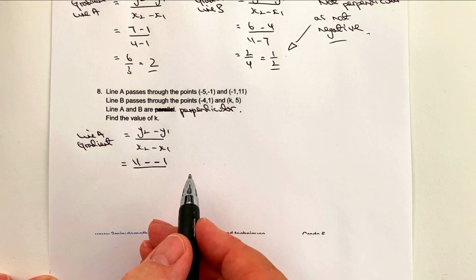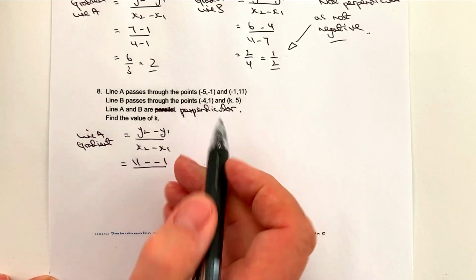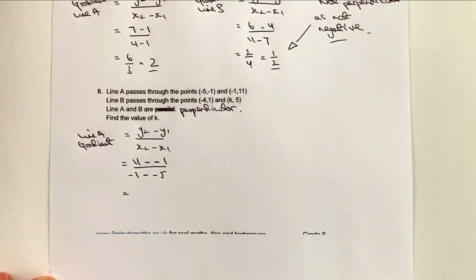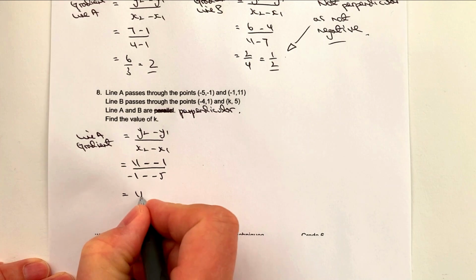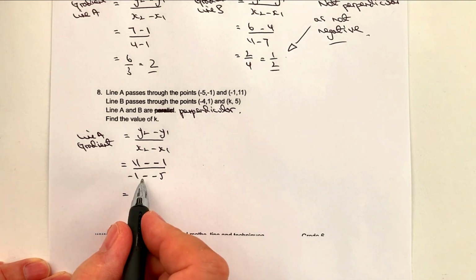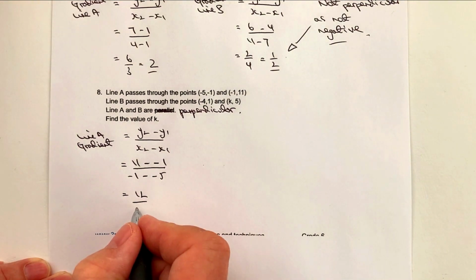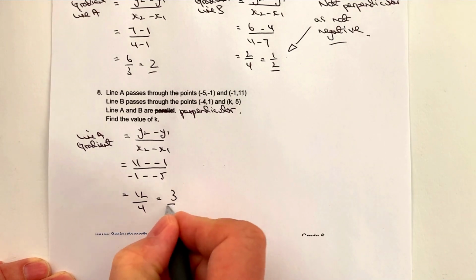Okay, let's look at the x. So I'm going to have minus 1 minus minus 5, minus 1 minus minus 5. Oh my gosh, what a bit of a nightmare. But hopefully you can see that when you put two negatives together, it becomes a positive. So 11 minus minus 1 becomes 11 plus 1, which is going to be equal to 12. And then I've got minus 1, minus minus 5 is plus 5. So minus 1 plus 5 is going to be positive 4. So the gradient of line A is 3.